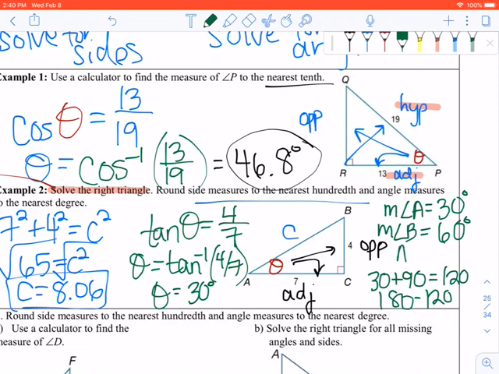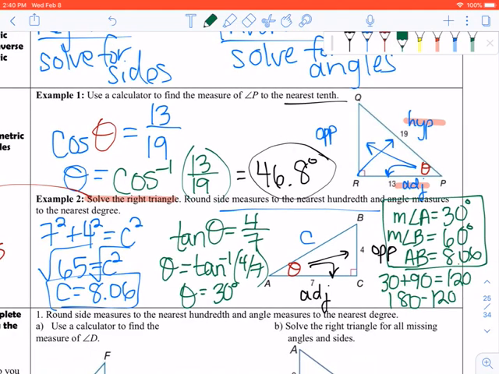And then side AB, or what I labeled C, was the 8.06. Okay, so these would be my final answers, the 2 missing angles and the missing side. Okay, so notice I only had to use SOHCAHTOA once here. You can still use some of those other problem solving methods that we've talked about before.